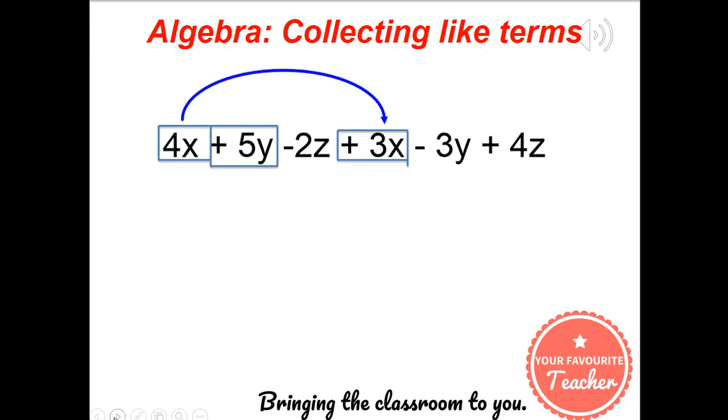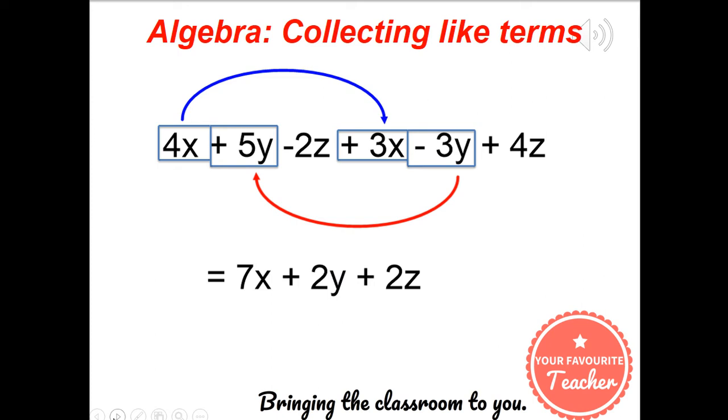We then look at y's. We have plus 5 y's minus 3 y's. So 5 minus 3 should be 2 y's. And then finally, we have 4 z's minus 2 z's. That is 2 z's. So our answer to that expression, if we simplify it, should be 7 x's plus 2 y's plus 2 z's.